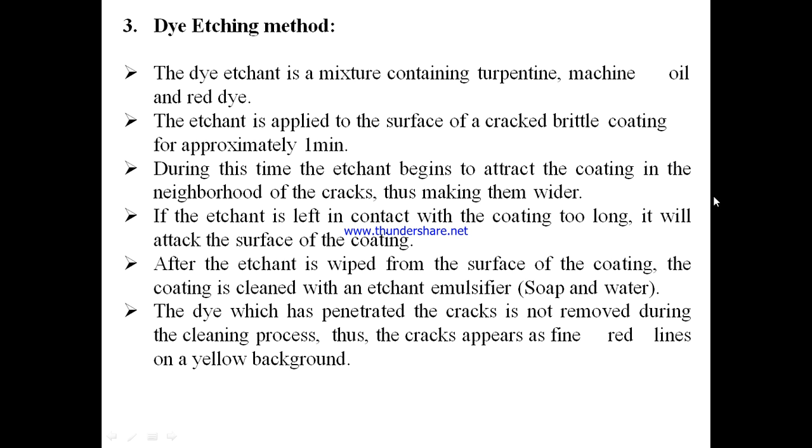Next, the third method is the dry etching method. In this, the dry etchant is a mixture containing turpentine, machine oil, and red dye. The etchant is applied to the surface of a cracked brittle coating for approximately 1 minute. During this time, the etchant begins to attack the coating in the neighborhood of the cracks, thus making them wider. If the etchant is left in contact with the coating too long, it will attack the surface of the coating. After the etchant is wiped from the surface, the coating is cleaned with an etchant emulsifier. The emulsifier is generally soap and water.